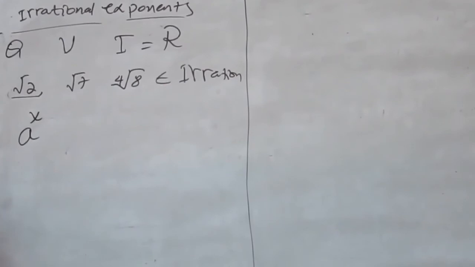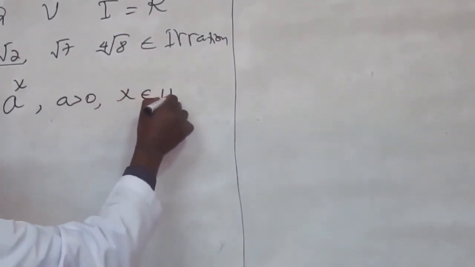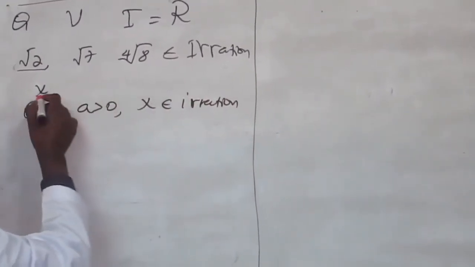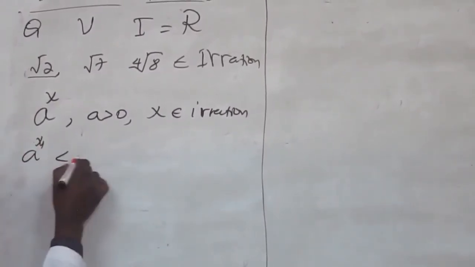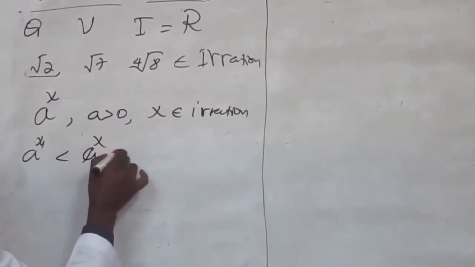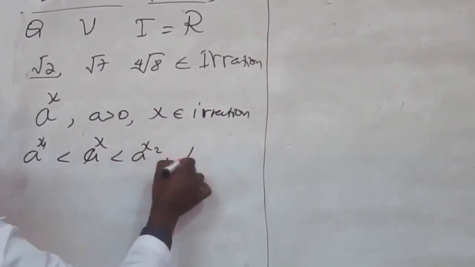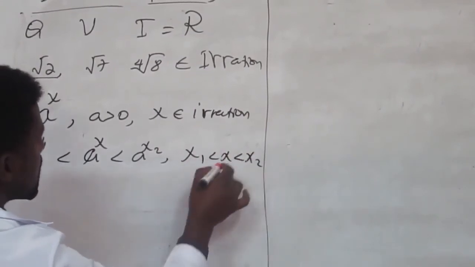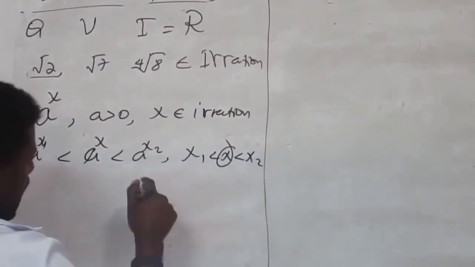x, where x is greater than 0 and x is an irrational number. We can say that there is a number a to the power of x1, which is less than a to the power of x, which is less than a to the power of x2, where x1 is less than x, which is less than x2. This means x is an irrational number and x1 and x2 are rational numbers.